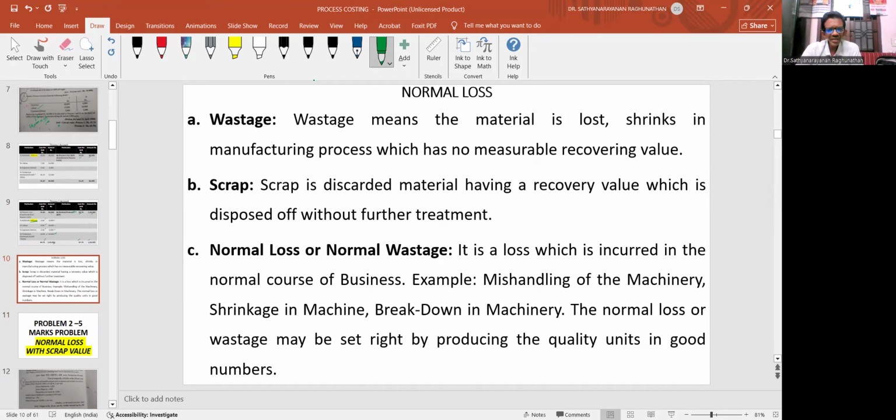First, you have to know the meaning of the term normal loss. What do you understand by the term normal loss? As I told you earlier, normal loss means a loss which occurs in the normal course of business. That is what is called normal loss.